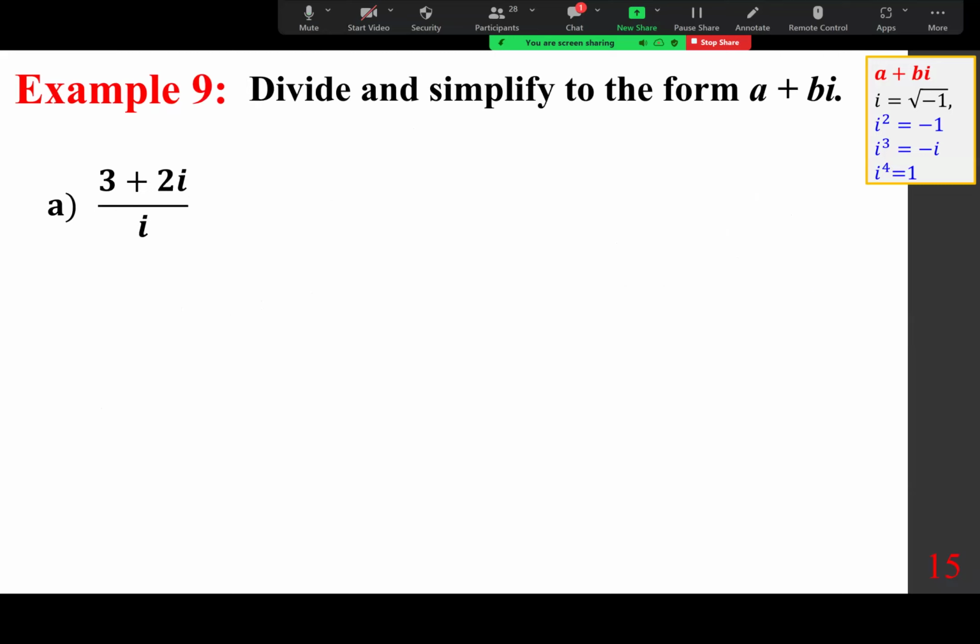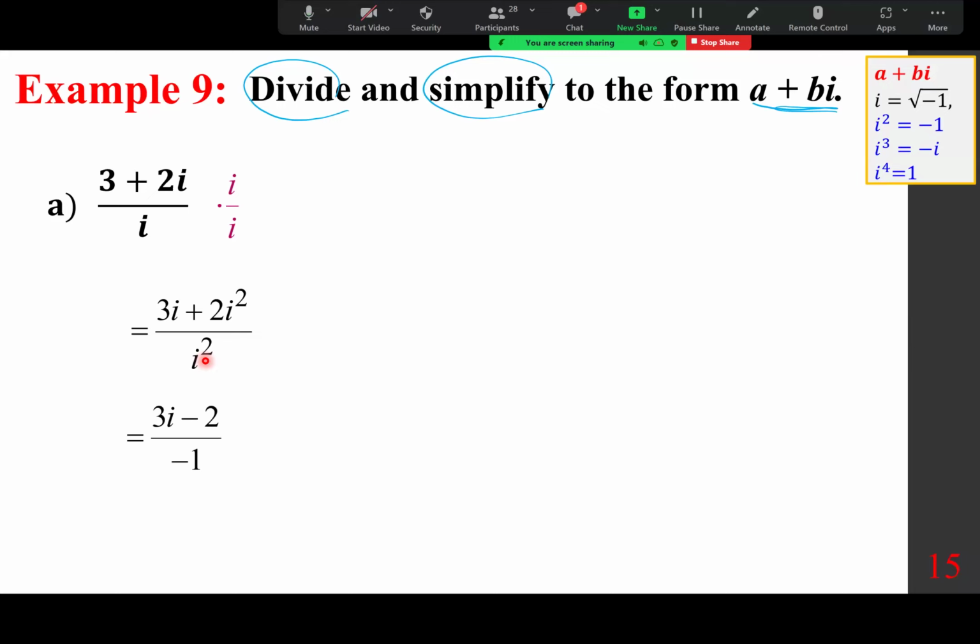All right, again, divide and simplify to the form a plus bi. Please understand, divide or simplify or put it in standard form mean the same thing. When we have i in the denominator or multiples of that, just multiply and divide by i. That is the fastest and easiest way to deal with this. So the denominator clearly becomes i squared. This one is 3i and this one is 2i squared.